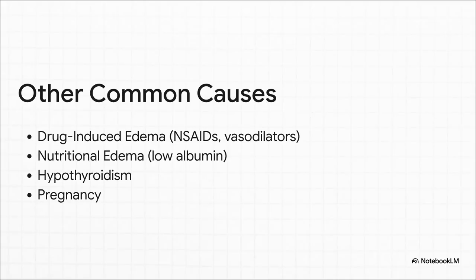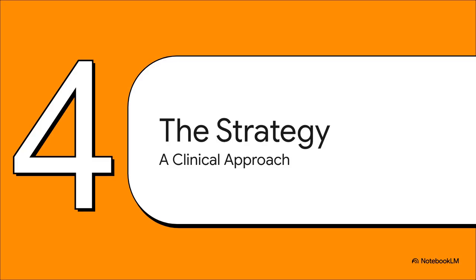Now, while you should always think about the big three first, please don't get tunnel vision. A really good medication history is absolutely crucial. Common drugs like NSAIDs or certain blood pressure meds can be the culprit, and you should always keep things like nutrition and thyroid function in the back of your mind. Okay, so we've covered the what, the why, and the who. So let's bring it all home. Let's put it together into a simple, actionable strategy you can use with your very next patient.